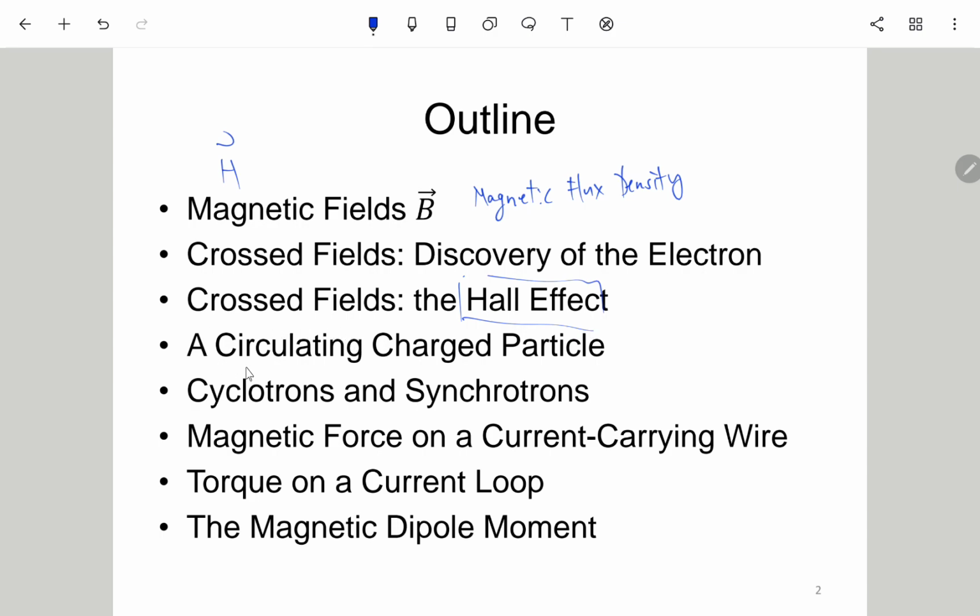Next we will talk about circulating charged particles, in crossed fields, and then the cyclotron and synchrotron, which are particle accelerators. Then we'll talk about the magnetic force on a current-carrying wire, which is another type of the Lorentz force. We'll talk about what the Lorentz force is, then the torque on a current loop, and then the magnetic dipole moment, similar to the electric dipole moment.